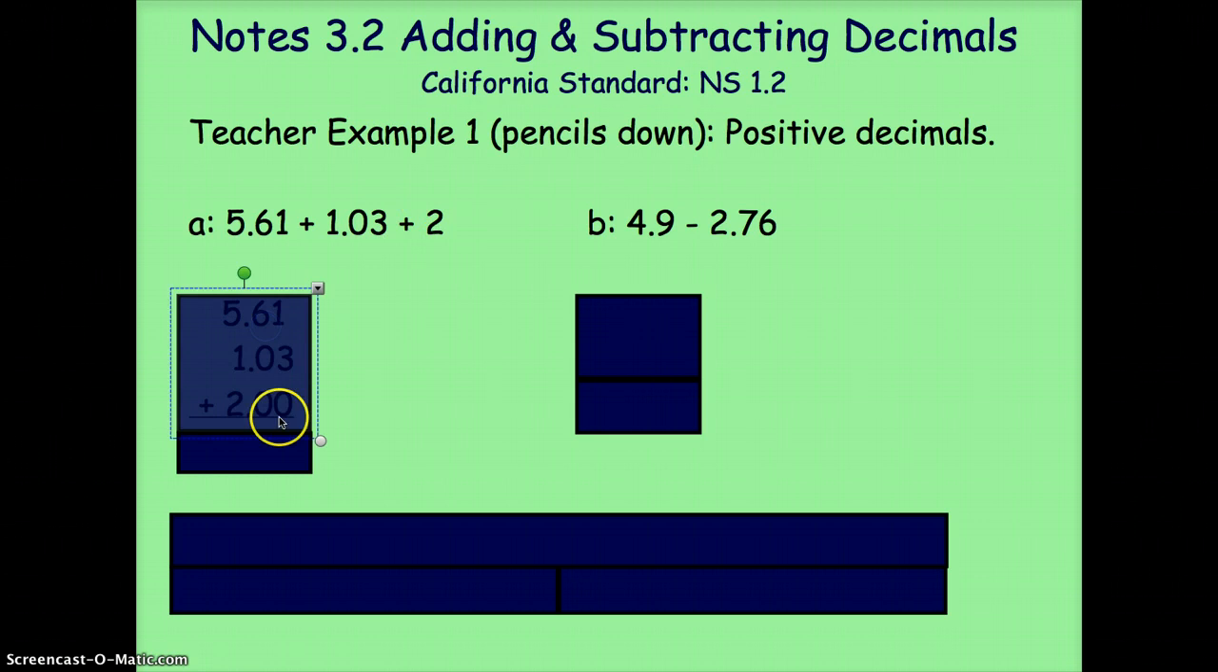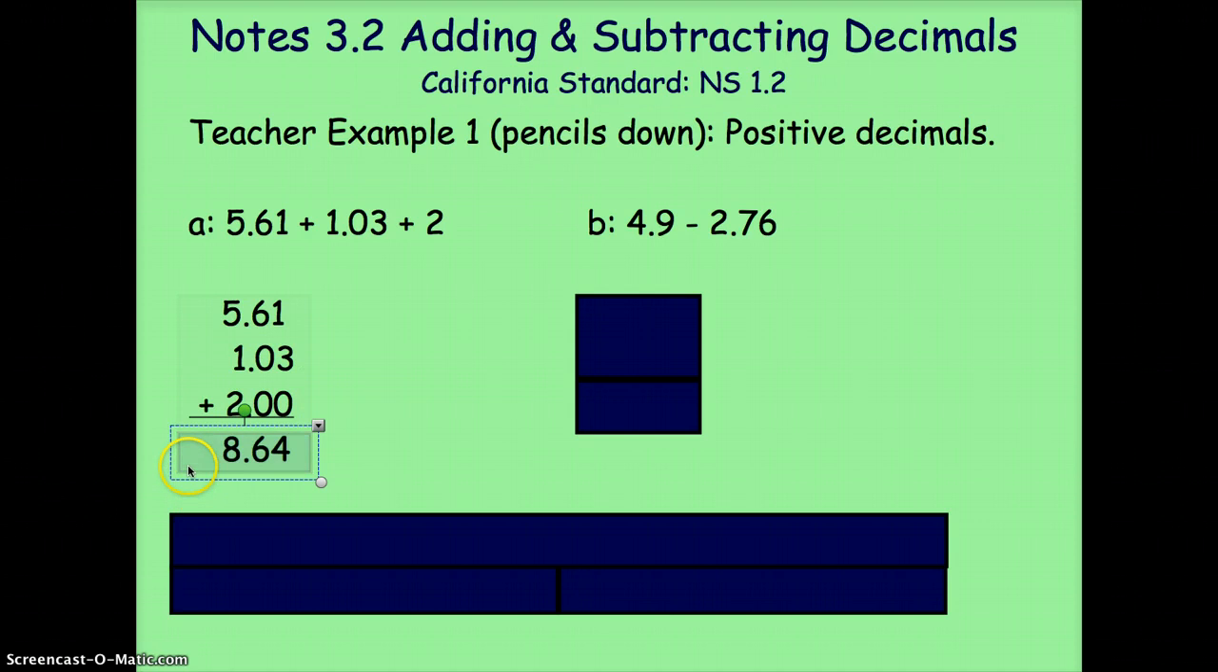So I want to go ahead and line up those decimals. And notice I added 2 zeros so that the decimals line up properly. And then I simply add 8 and 64 hundredths.